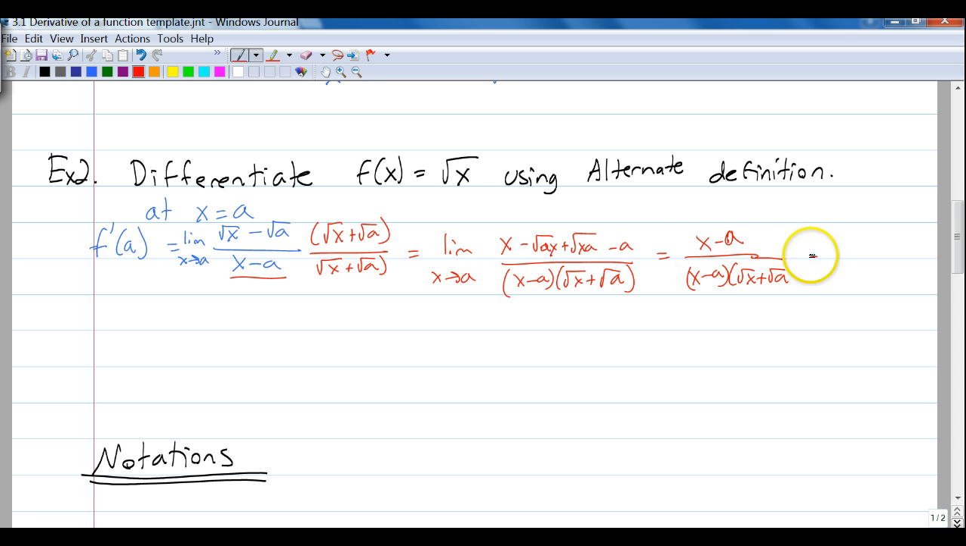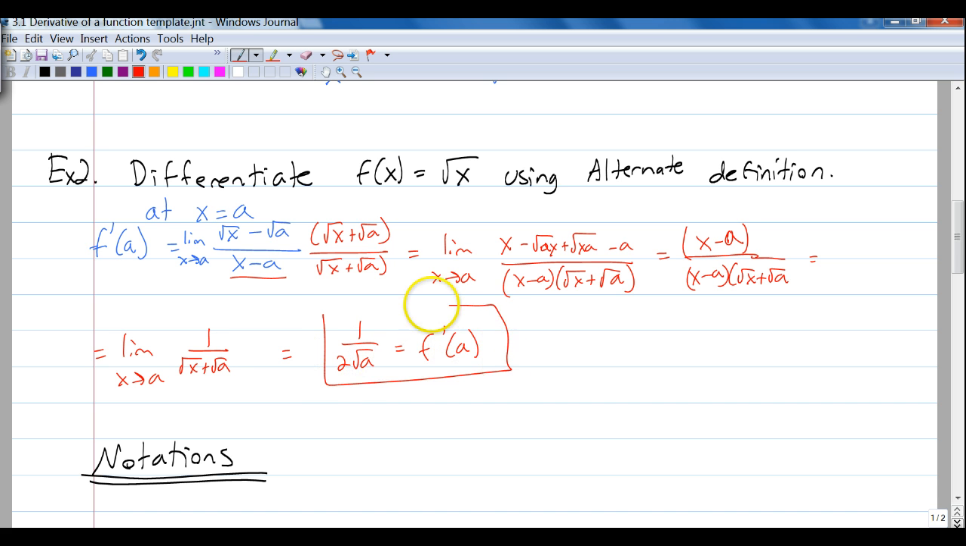So what happens is these cancel. So we get the limit as x approaches a of 1 over the square root of x plus the square root of a. Now we can plug in the limit because this will not make a 0 on the bottom. So we get 1 over 2 square root of a, which is equal to the derivative at a. Okay, so that is using the alternate form of the definition of the derivative.